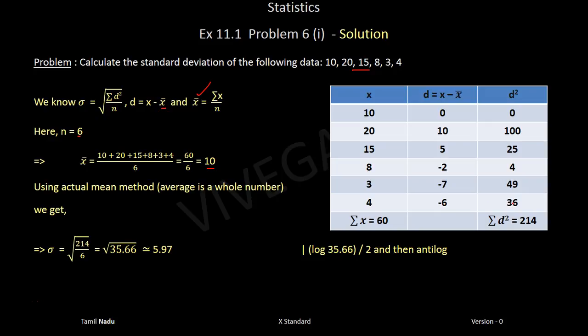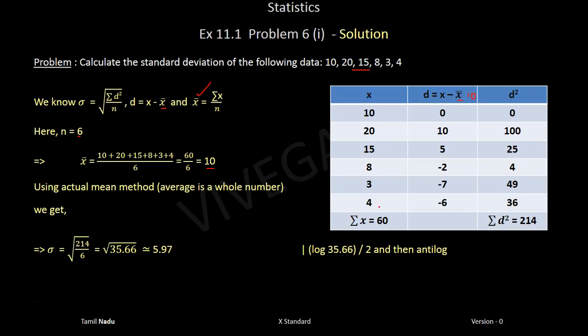So minus 6 square equal to 36. Let me tell you here in this case, x bar is 10, right? I'll just write it here. So arithmetic mean is 10. For every data value, you have to subtract 10, the arithmetic mean, from that number, square that D, and that comes in this column. Then we sum up all this D square, which comes to 214.